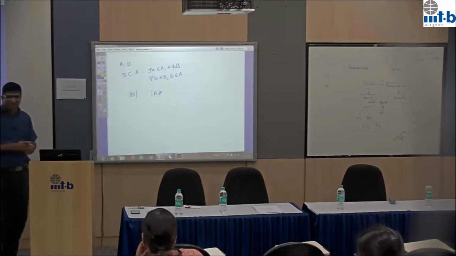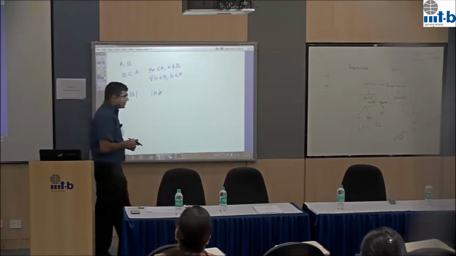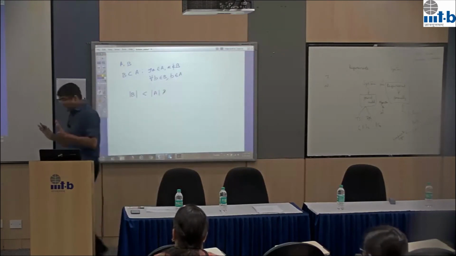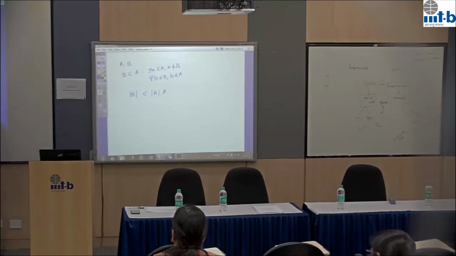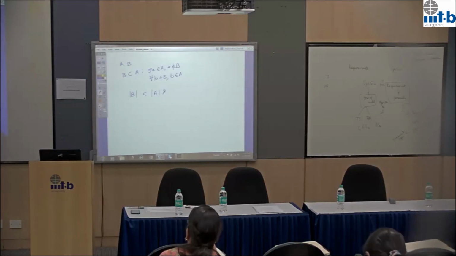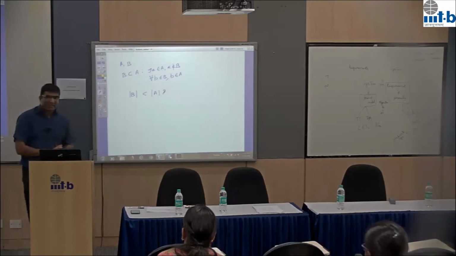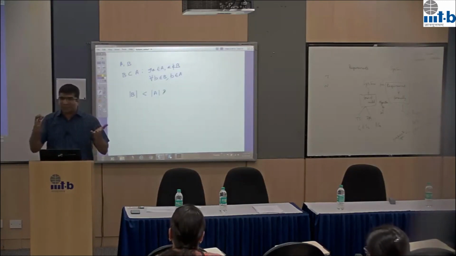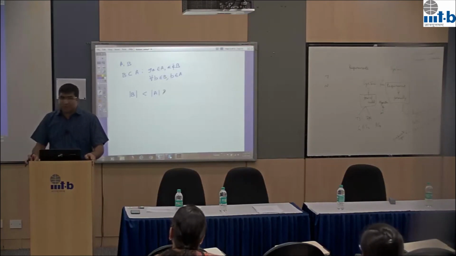Less than A, strictly less than A. Okay. Yeah, this is where the whole problem comes in. So how do you know that the cardinality of something is less than the cardinality of something else? You start counting them, count the numbers and so on. But what do you do if they are infinite sets? How do you establish cardinality?